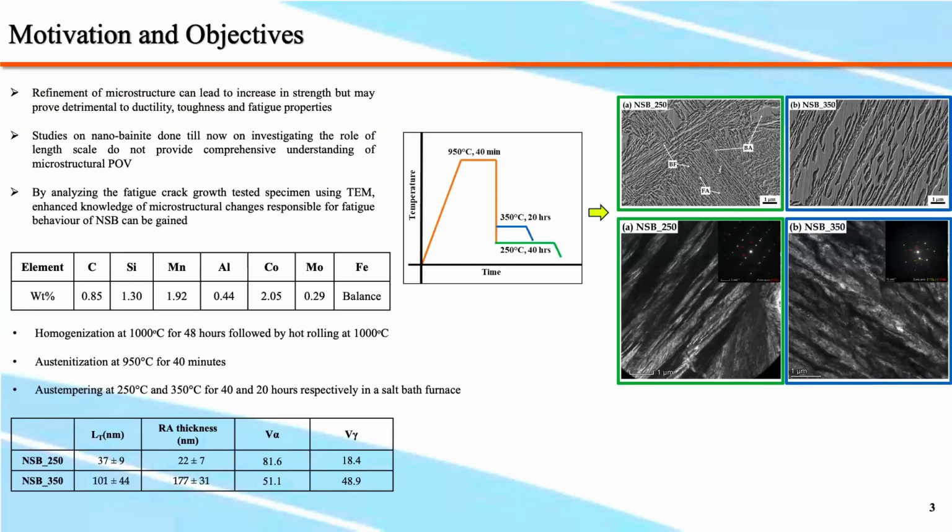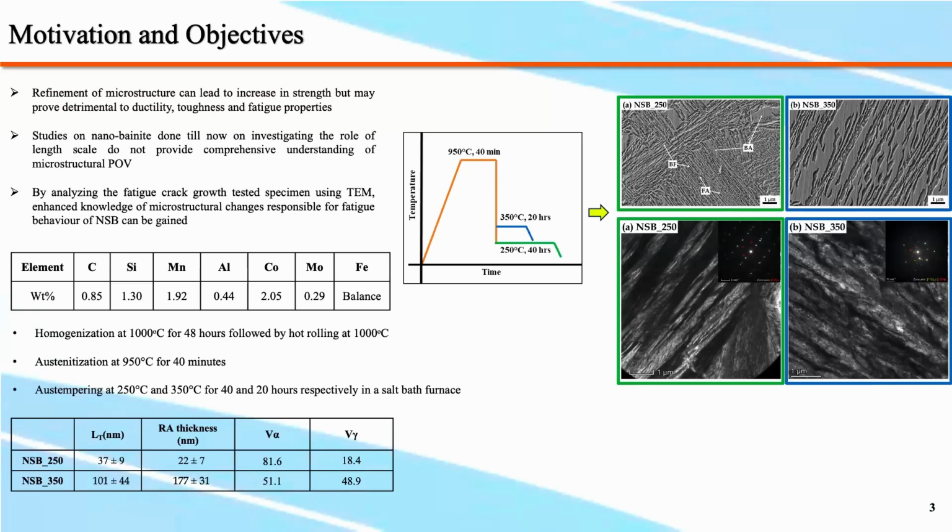As a result, we decided to analyze the fatigue crack growth rate tested specimen using a transmission electron microscope, to dwell deeper into the phenomena hidden behind this effect of refinement. For that, we prepared a steel having this chemical composition using a vacuum induction furnace. After the steel was cast, we homogenized it at 1000 degrees Celsius for 48 hours. This was then subjected to hot rolling at 1000 degrees Celsius in subsequent passes.